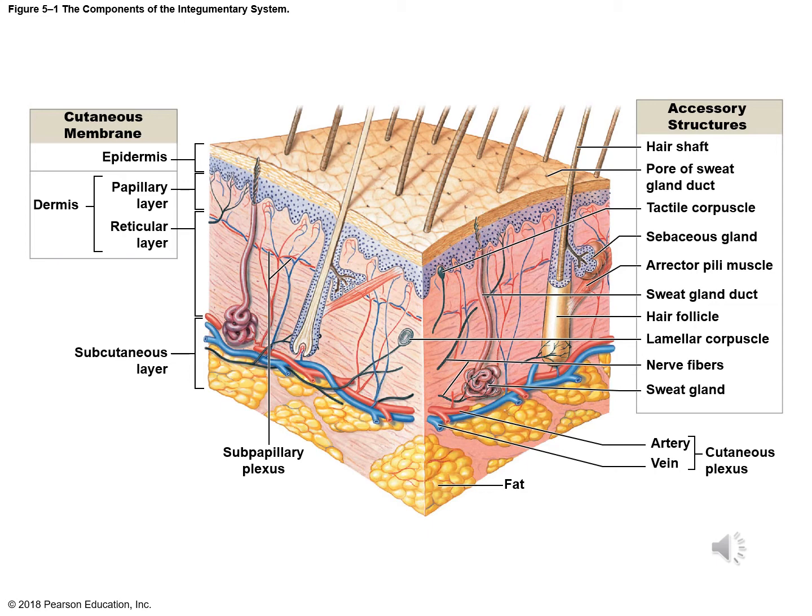The subcutaneous layer, also known as the hypodermis and the superficial fascia, separates the integument from the deep fascia that is around the other organs, such as muscles and bones.